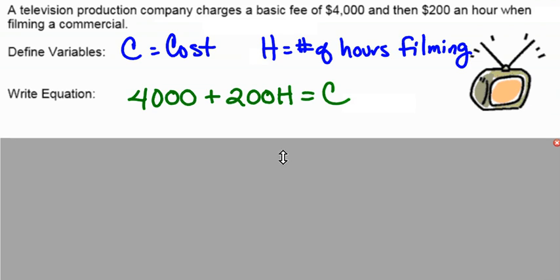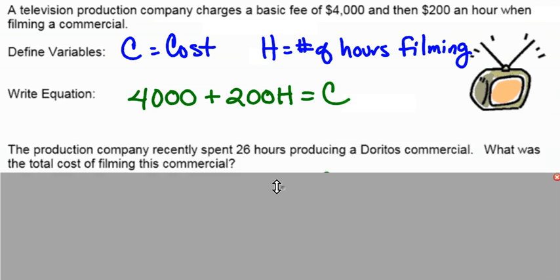Well, if that's how we're being charged, let's see what else we know. We said it was dependent on the number of hours the commercial took. So if this production company recently spent 26 hours producing a Doritos commercial, what was the total cost of filming the commercial?